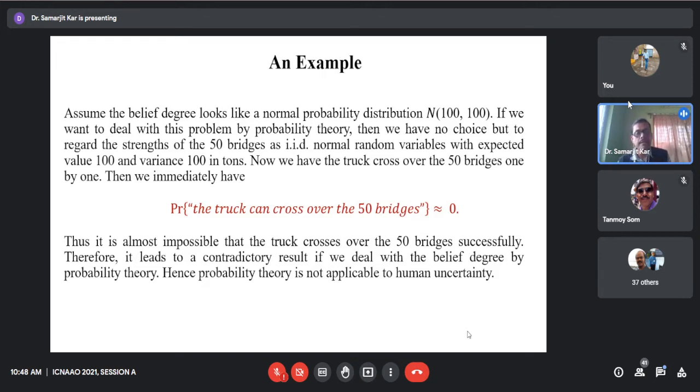So it is almost impossible that the truck passes over the 50 bridges successfully. Therefore it leaves some contradictions with the previous result. This is given in Liu's book, if you are interested, you can go through that. Now we come to our problem.